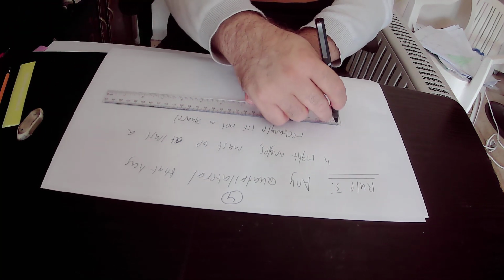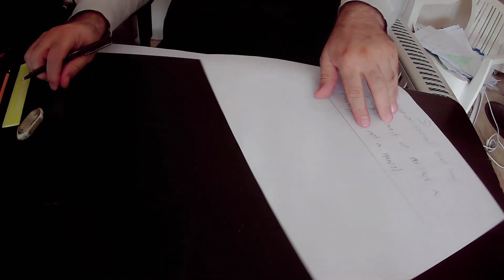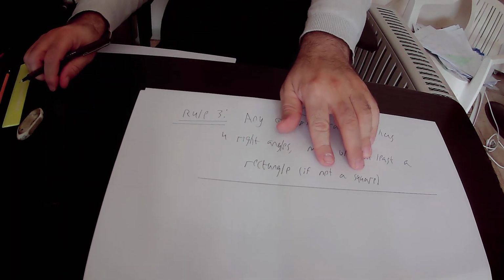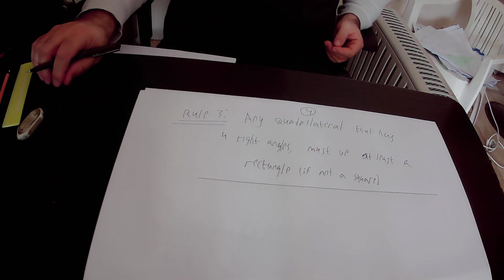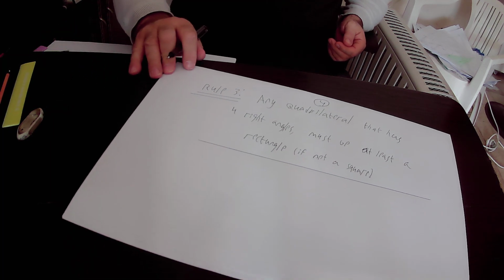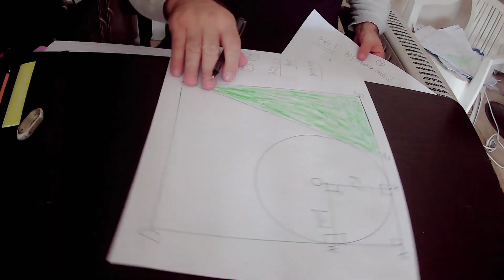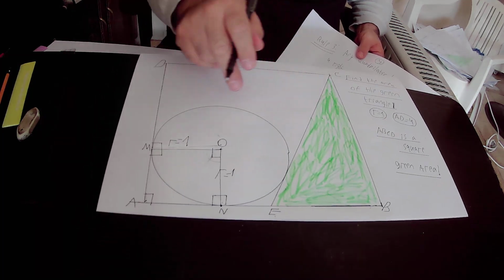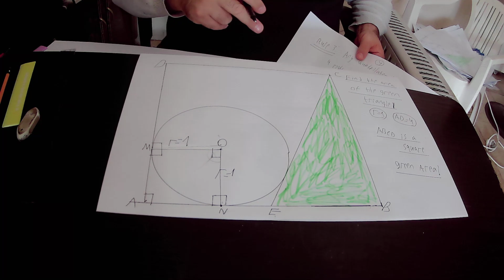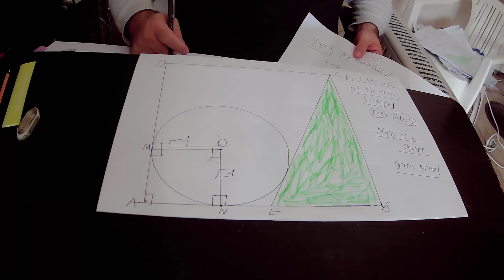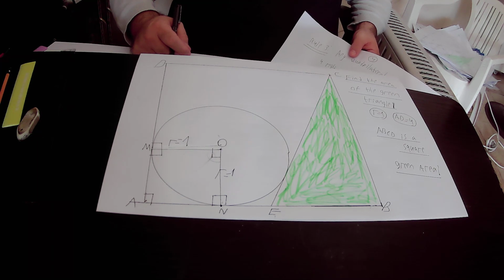So I repeat rule number 3 again. According to rule number 3, any quadrilateral that has four right angles must be at least a rectangle, if not a square. So, because this quadrilateral MOAN has four right angles, we relate to it as a rectangle.